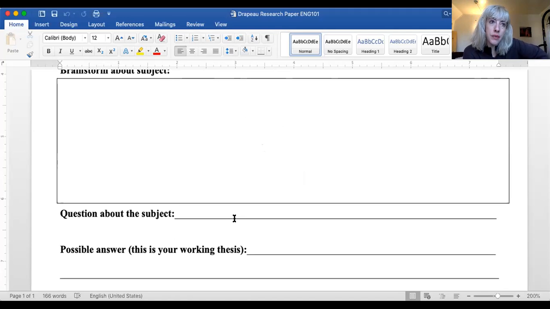So the answer to the question will eventually become your thesis. As you do more research, you're going to be refining your thesis. What we have on this page is called a working thesis, which means it's subject to change. You're going to put it down based on what you are questioning and some initial research you do, but it will change every time you get new information. Eventually you'll have a really strong thesis that you know you can support because you developed your thesis out of the research you did. I hope that makes sense.